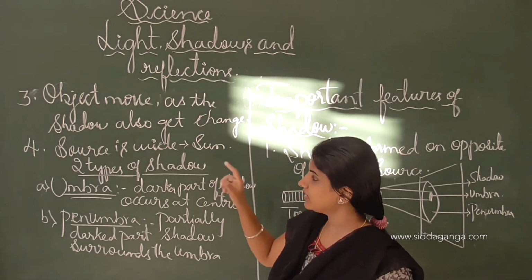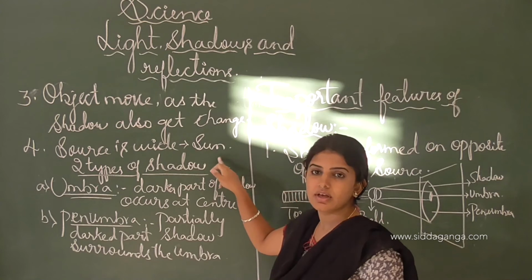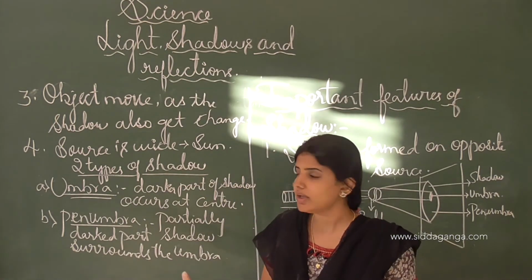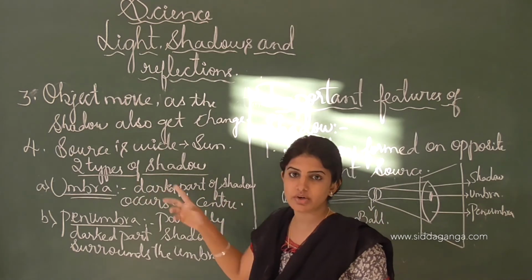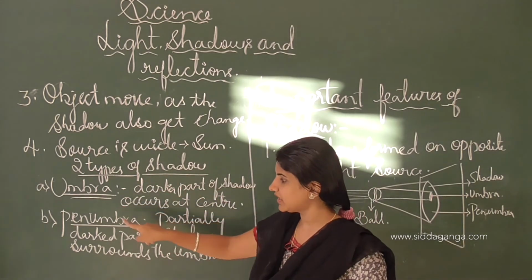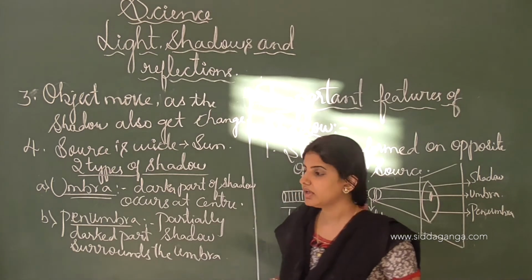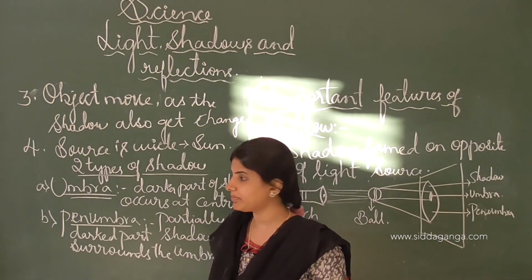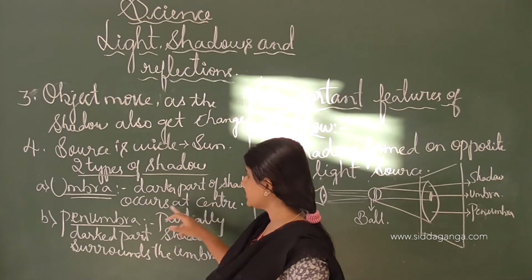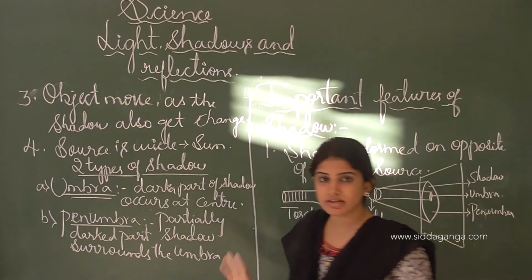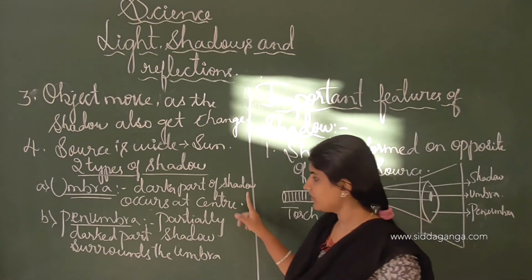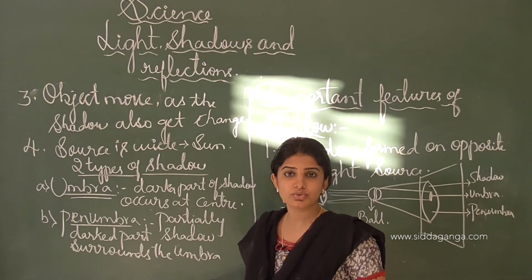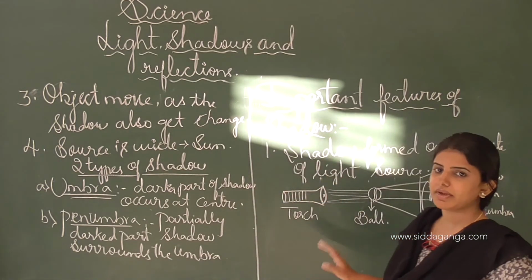And the last one is, if the source of light is wide, such as the sun, then two types of shadow are formed. One is the umbra stage and another one is the penumbra stage. The umbra is where the darker region is present, the darker part of the shadow which occurs at the center, whereas the penumbra is the partially darker part of the shadow which surrounds the umbra.